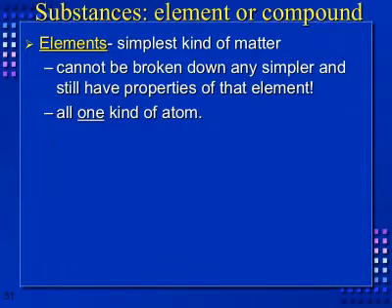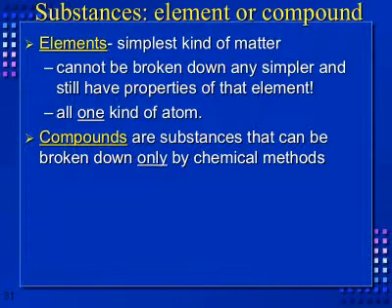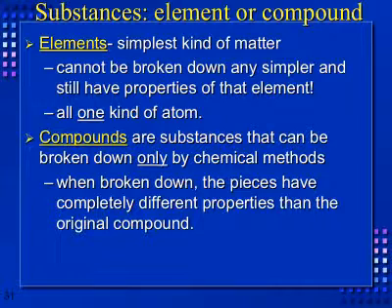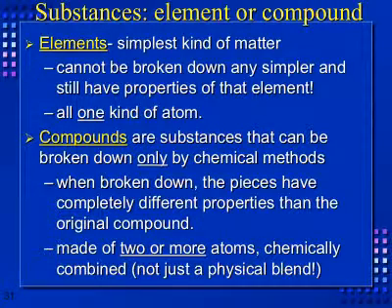Okay, compounds, on the other hand, are substances that can be broken down. However, the only way you can break them down is to go through a chemical reaction of some sort. So we have to do a chemical change. When you break the compound down into its individual pieces, they have completely different properties than the original compound. Remember when I was talking about the properties of mixtures, how they stay the same? The properties of compounds are completely different. Technically, compounds are made of two or more atoms, and again, they have to be chemically combined. You have to go through a chemical change. You cannot just stir them together.